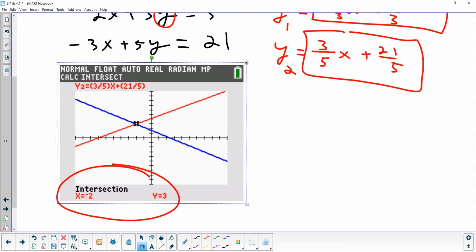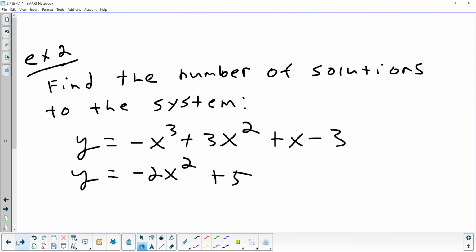Perfectly fine to write your answer like that, two separate numbers, or if you wanted to write it like this on the homework, that's fine. Any questions on solving that one? Well, that's pretty much all we're doing in this section.